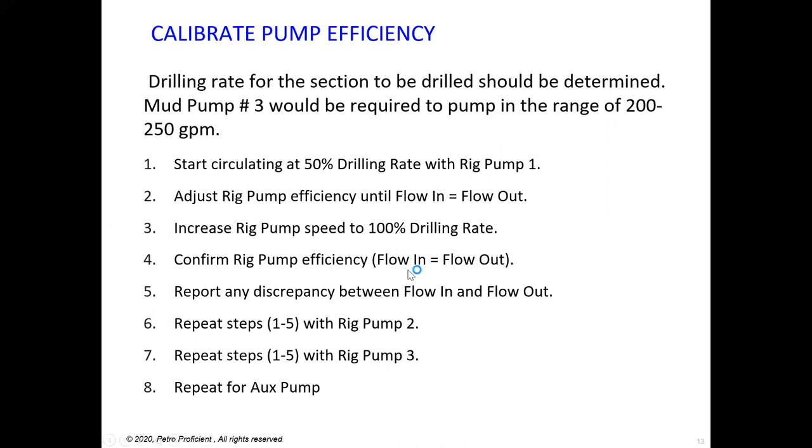Flow in is calculated using your pumps. Flow out is measured on your Coriolis meter. Typically they should be equal, but in the beginning you will have some difference, and that is because of the efficiency of the pump. So that will give you your measure of the efficiency of the pump. You do it for all the pumps, pump two, pump three, auxiliary pump. These are all the points, but the actual procedure is more detailed than this. I've just summarized these points here.